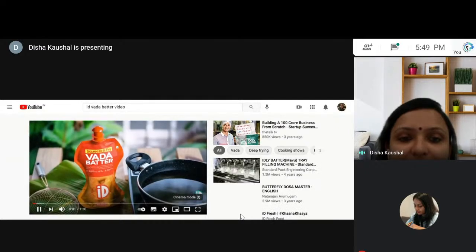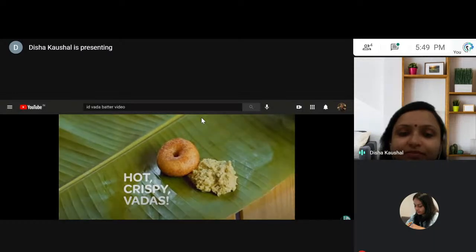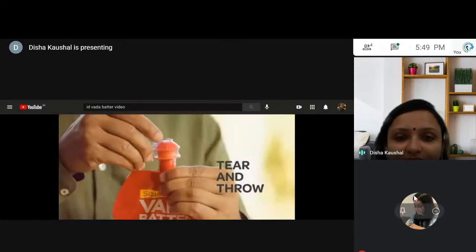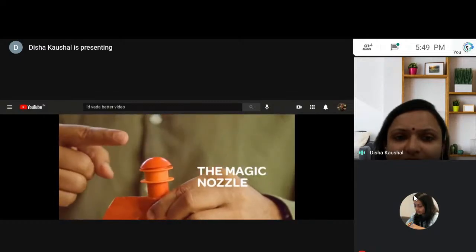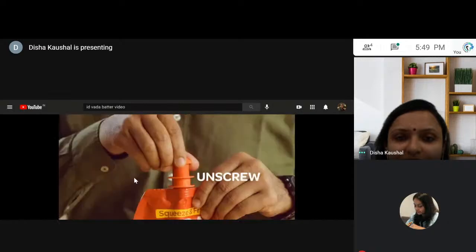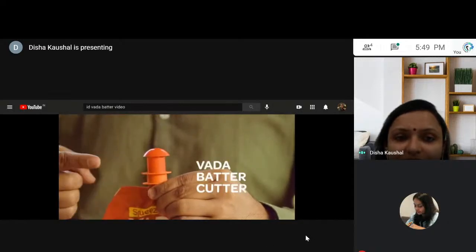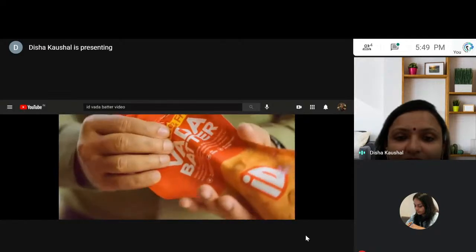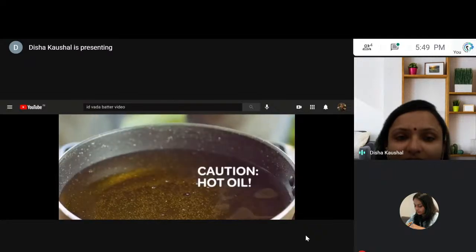Hungry? With ID Vada Batter. Crispy hot vadas are just seconds away. First, wash your new pack thoroughly. Strip away the hygiene protector cover to unveil the magic nozzle. Unlock and unscrew the nozzle. This moving part is the batter cutter. Check to see if the oil is hot. Hold the bag above but close to the oil. Take care, that's hot oil.